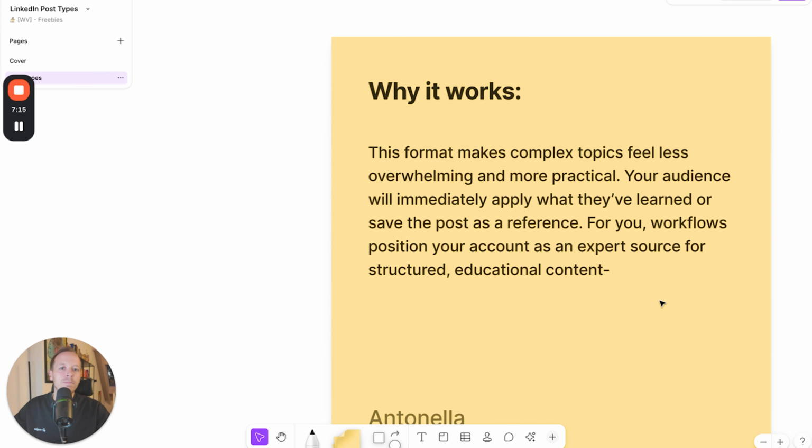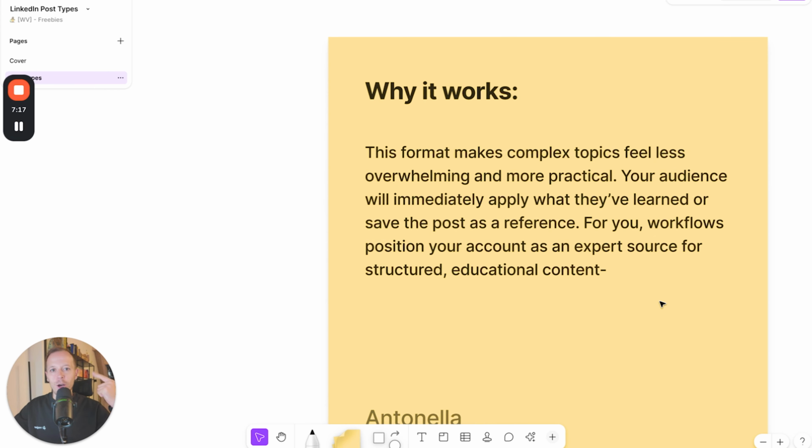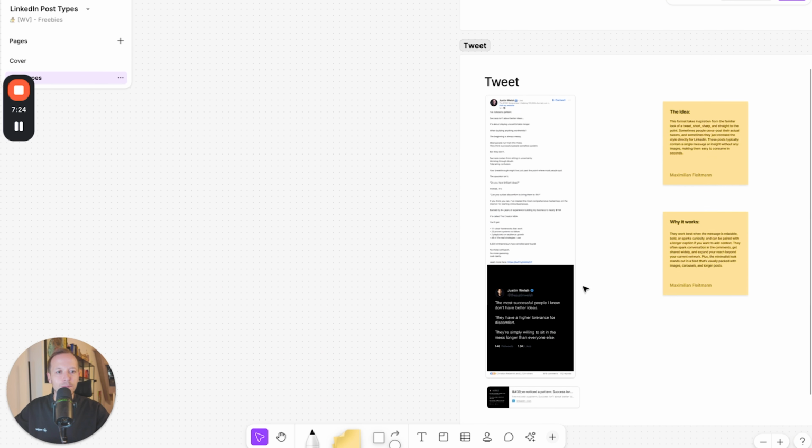Why this works? People want to understand how you do it. They also see the upside. Okay, if I can save 10 hours, this would be awesome. And it's also showing your expertise.